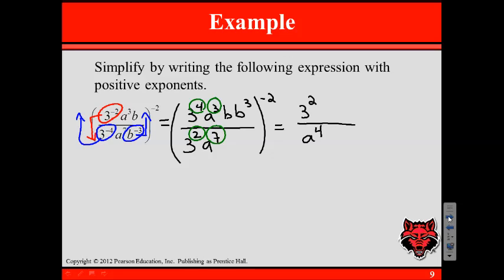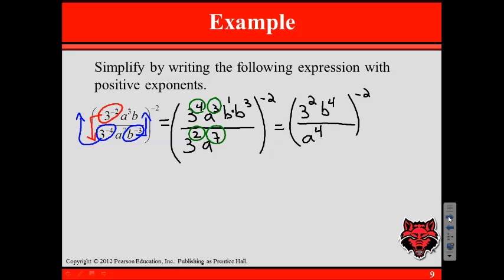Our b's are not stacked up in division. They're actually being multiplied. We have b to the first. Remember, it's to the first power if it's not written. B to the first times b to the third. And in this case, we add the exponents. When we multiply the bases, we add the exponents. So that will become b to the 4th power. And this entire fraction is still being raised to the negative 2.